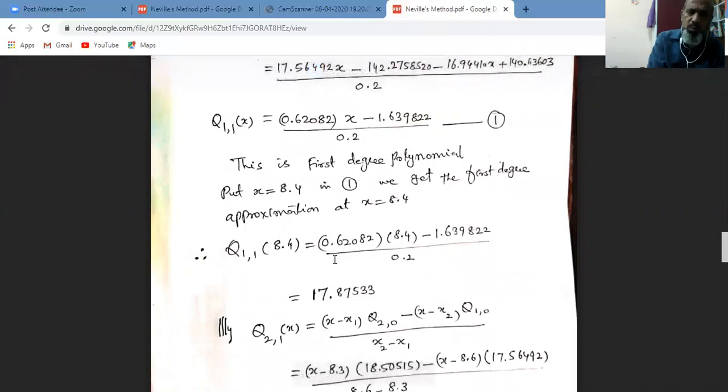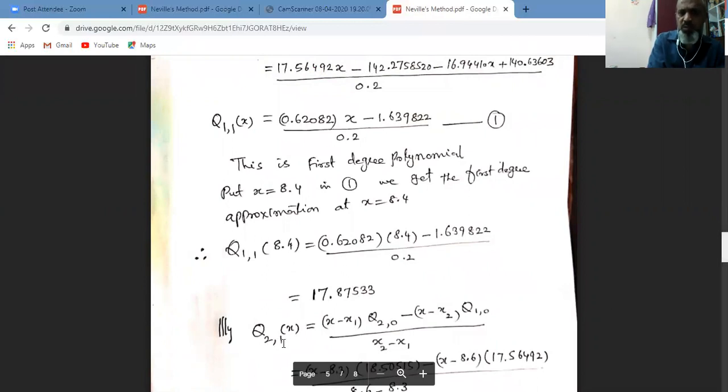Now the other first degree approximations are q2 comma 1, q3 comma 1. So how to find q2 comma 1? By substituting i is equal to 2, j is equal to 1 in the formula, we can get this.